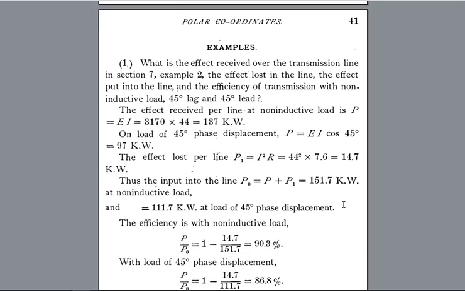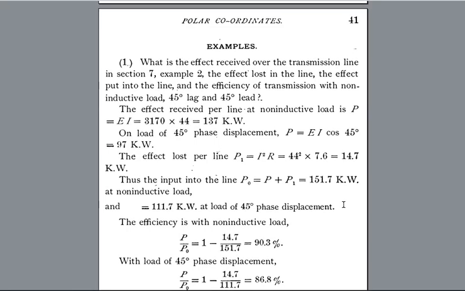Examples. 1. What is the effect received over the transmission line in section 7? Example 2. The effect lost in the line, the effect put into the line, and the efficiency of transmission with non-inductive load, 45 degrees lag, and 45 degrees lead.